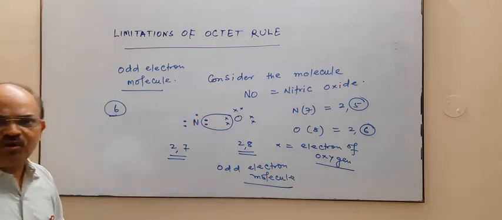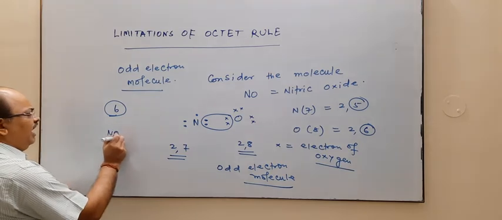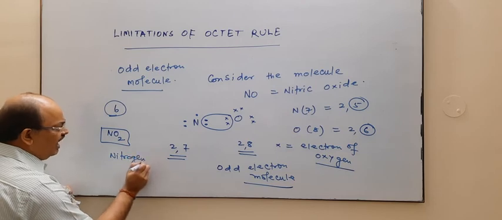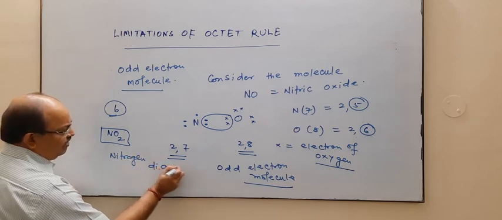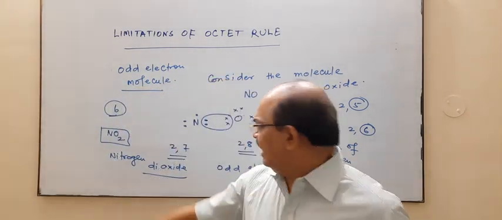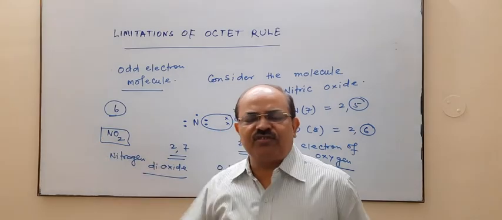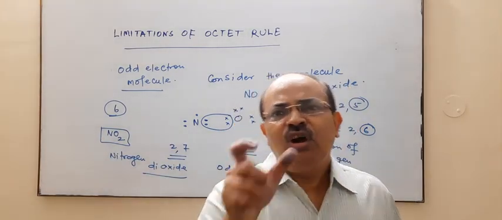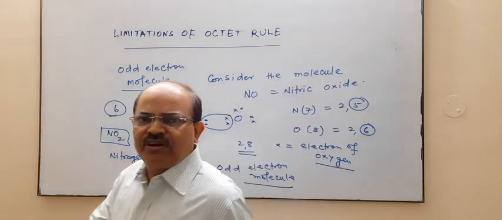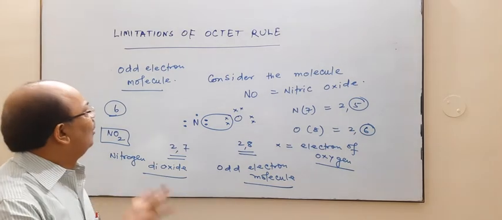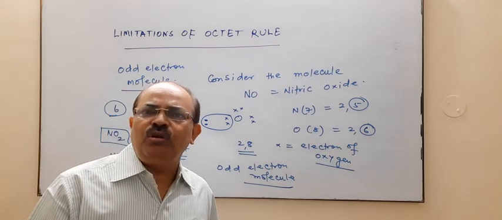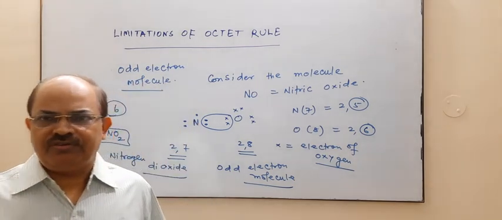Another example of your odd electron molecule is NO2, that is called your nitrogen dioxide. So another example of odd electron molecule. Again, if you draw the Lewis dot structure of NO2, it is an odd electron molecule. Now I hope you have understood what is the idea of compound with incomplete octet or molecule with your super octet. Thank you.